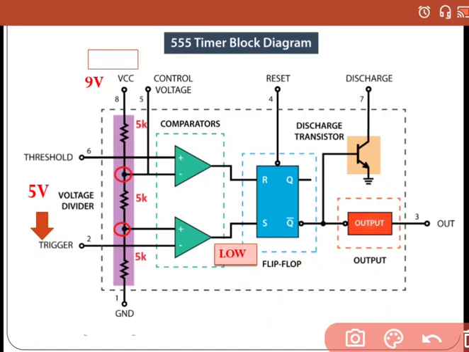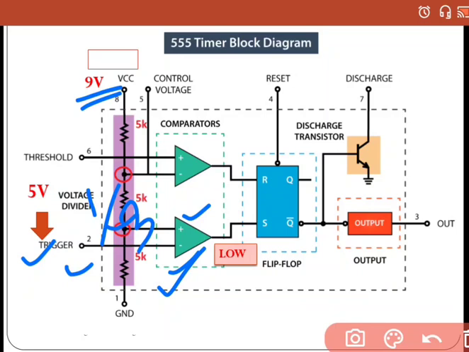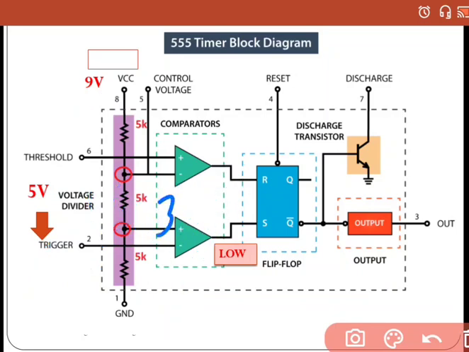Now consider this comparator 2 at the bottom. Look carefully. Here the 1/3 VCC at this point is connected to the non-inverting input terminal, that means the V plus terminal. And the trigger pin is connected to the inverting input terminal. So if we are providing 5 volts at the inverting input terminal, what is the voltage here? If this voltage is 9 volt, obviously this is 1/3 of VCC. That means here the voltage is 3 volt.